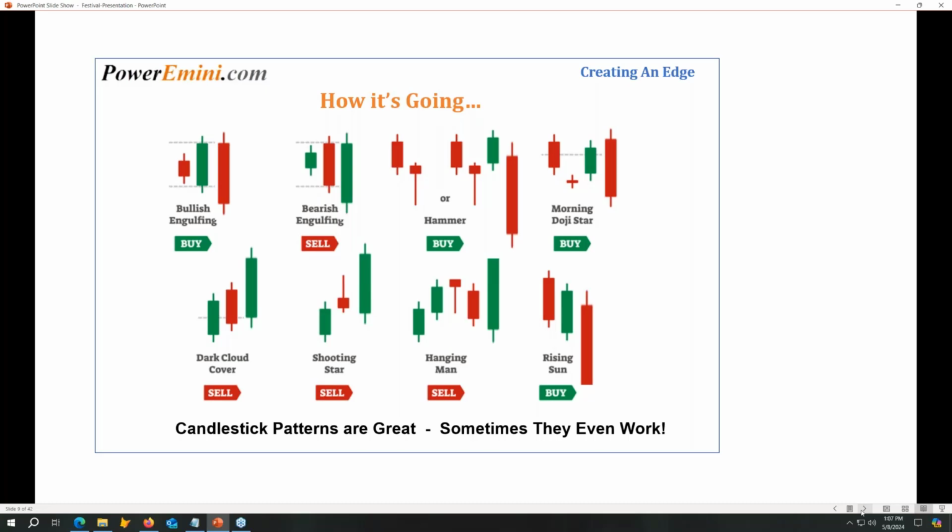Sometimes they even work. There was one pattern in this book that had like a 70-something% win rate. Come to find out, it only happens once every so often. You could sit around for weeks and not get this particular candlestick pattern. And so that's kind of the trade-off there, right?